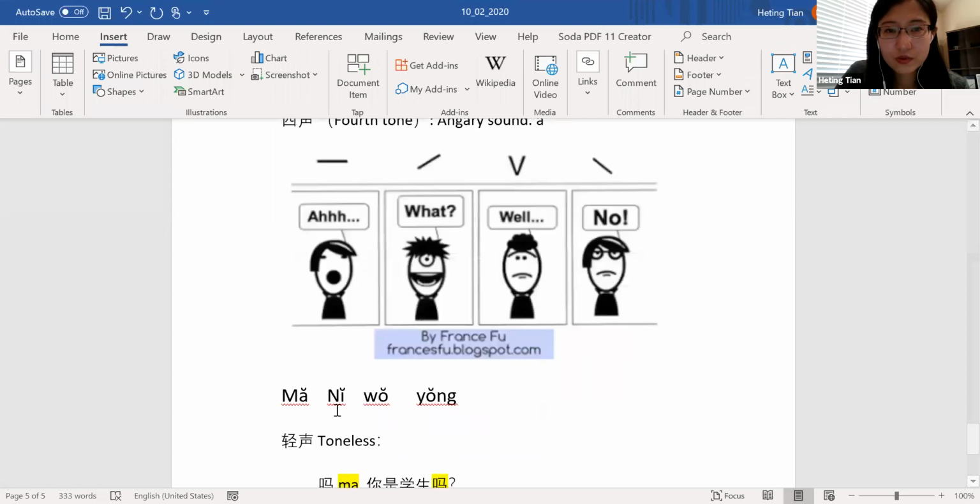For example, if you are visiting the dentist and he will let you open your mouth, you will say, ah. And the doctor said you need to pull out one of your teeth, you will say, oh? What? You need to think about it. You will say, well. And then he will charge you $500. You will say, no! Let's do it again.